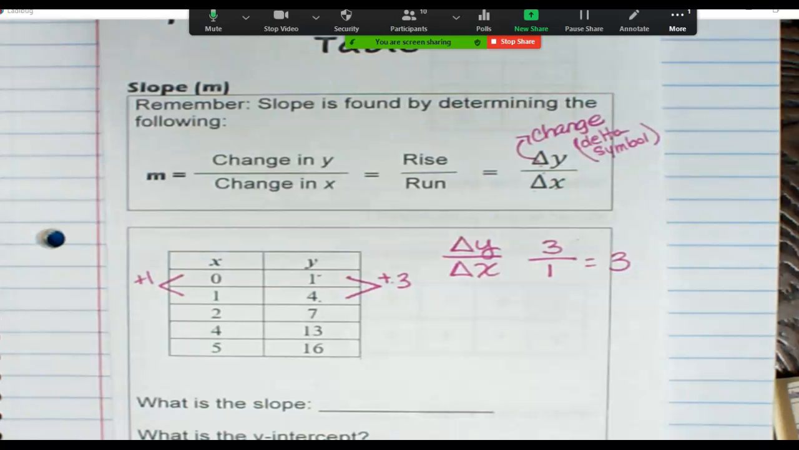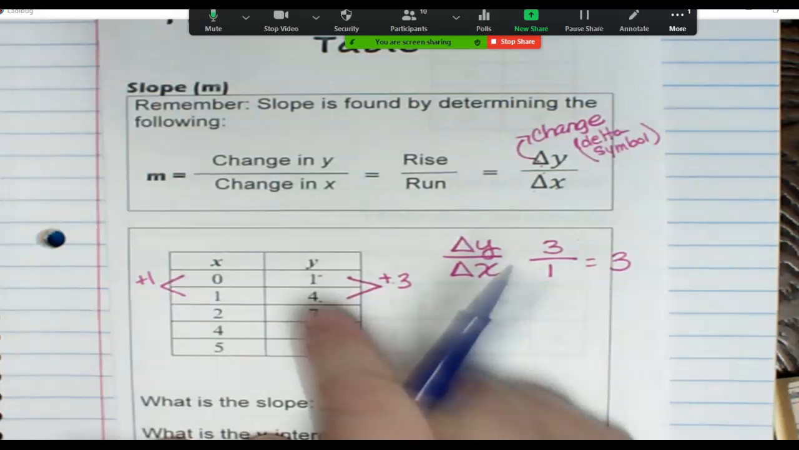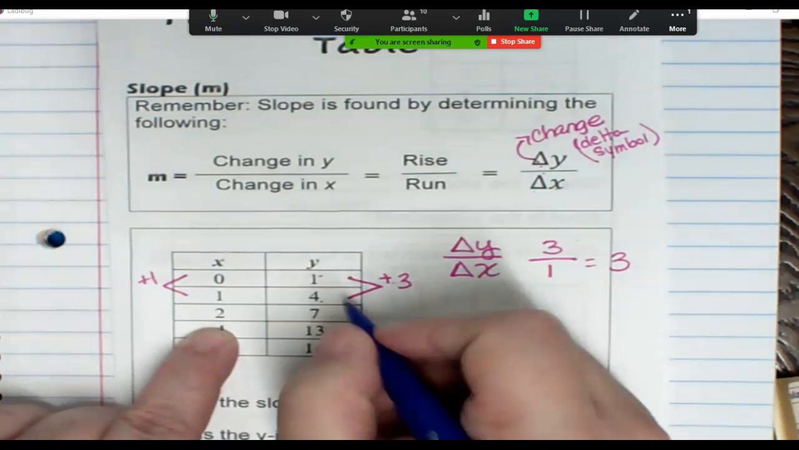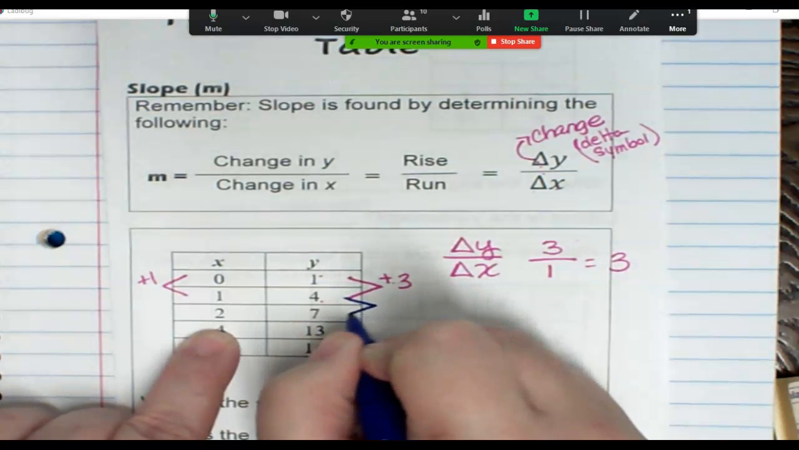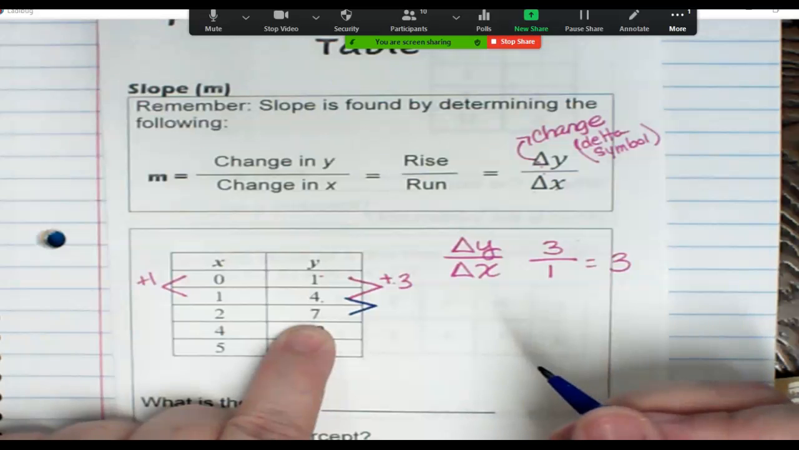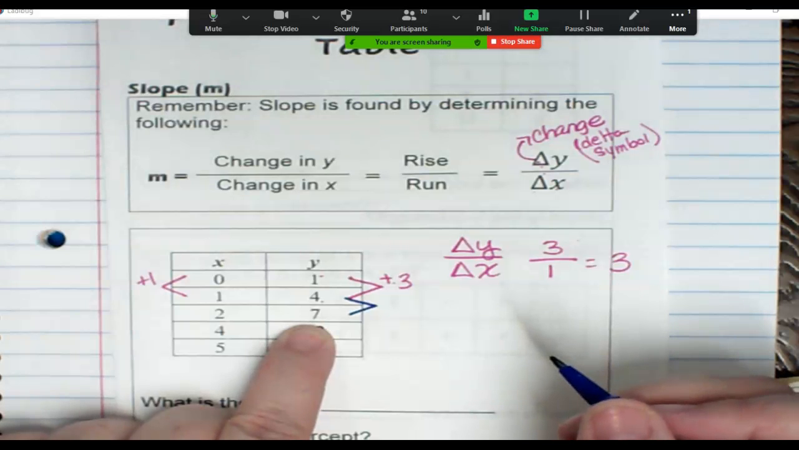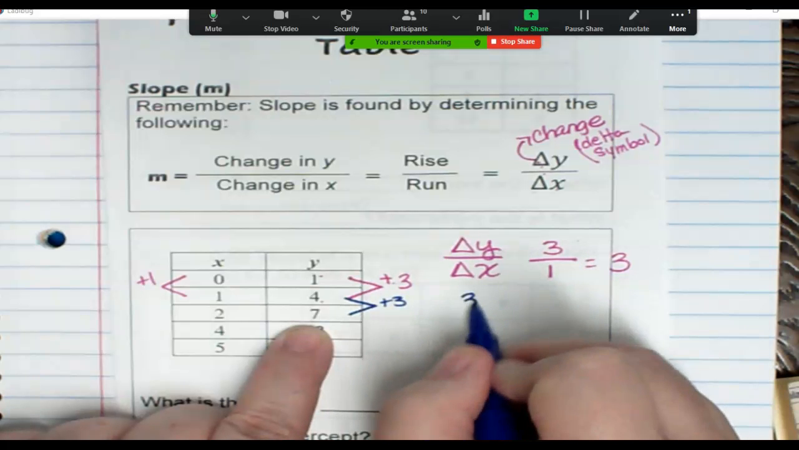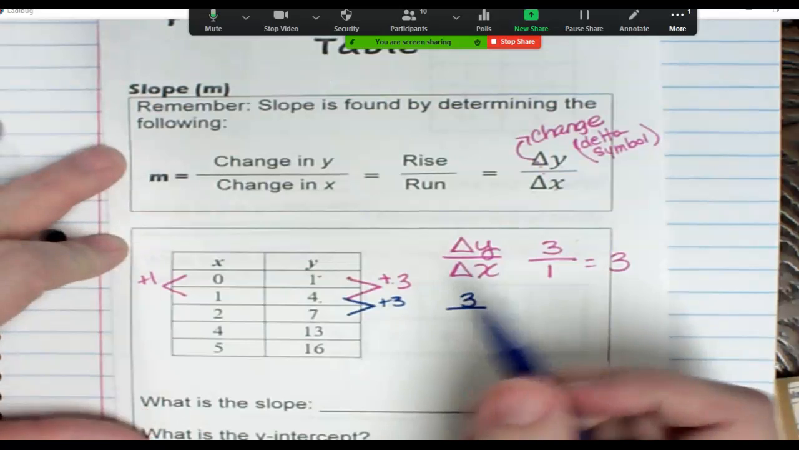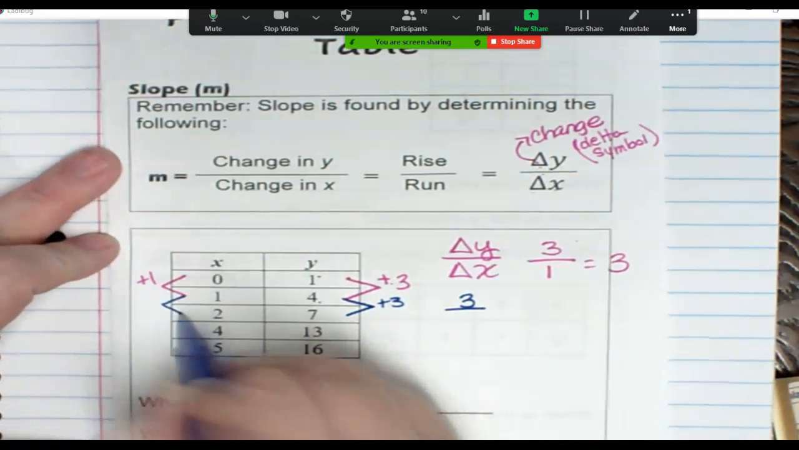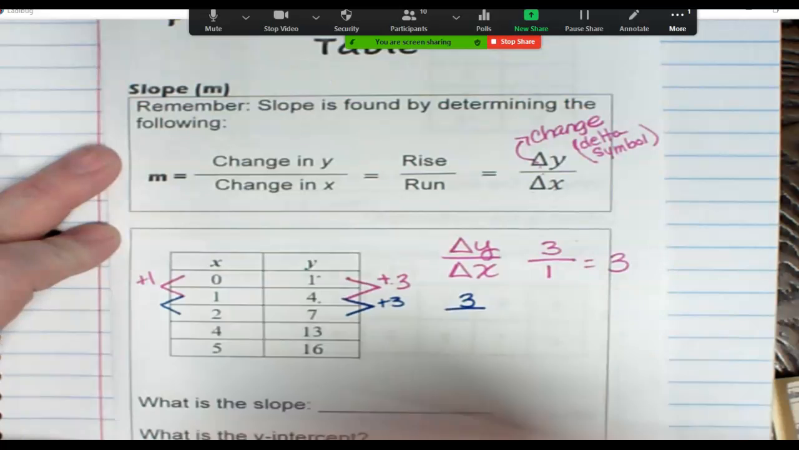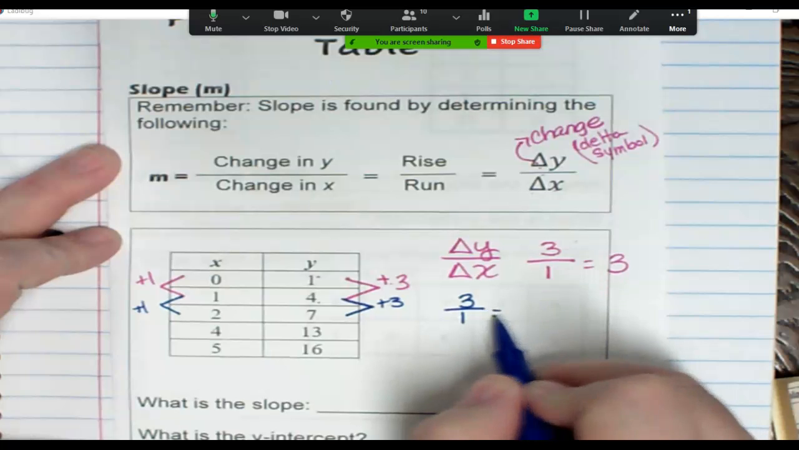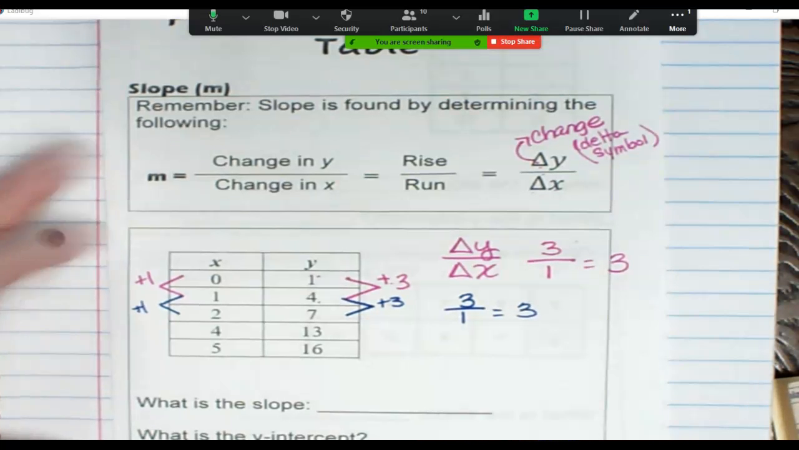Well, let's go ahead and look at our next set of x values and y values. If I use the ordered pairs 1, 4 and 2, 7, what if I picked those two to use instead? How is 4 changing to 7? Are we adding or subtracting? Plus 3. So then my change in y is 3. What about if I use the same corresponding x values? How is it changing from 1 to 2? Plus 1. So far, is that slope the same? Does it simplify to 3? Yep, so they're the same.